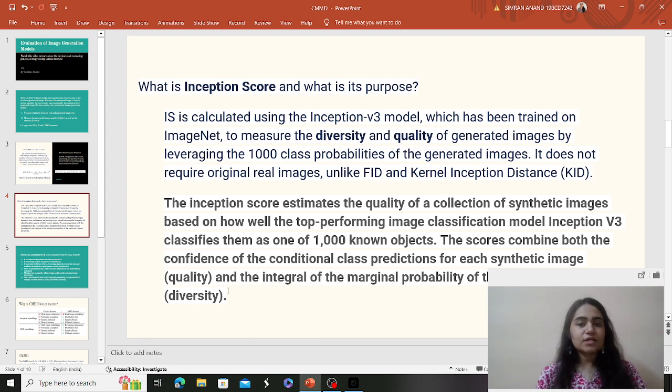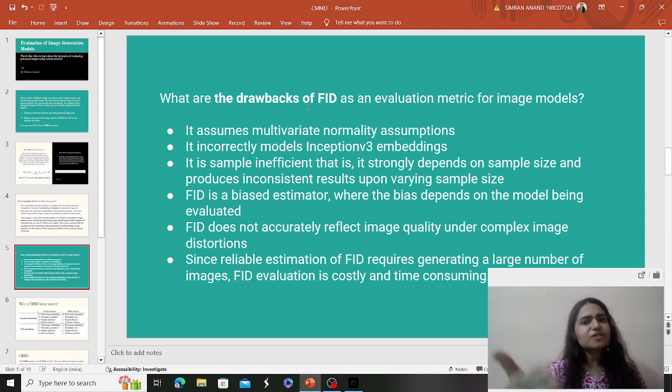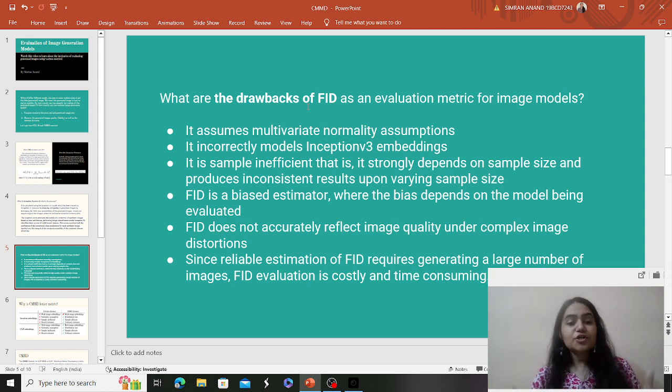I hope it is now clear what the difference is between the inception score and FID. Coming to the point now: what are the drawbacks, and why am I emphasizing CMMD in this video? I have kept it for last because you will then be able to understand the drawbacks of the other metrics that this model is able to overcome.